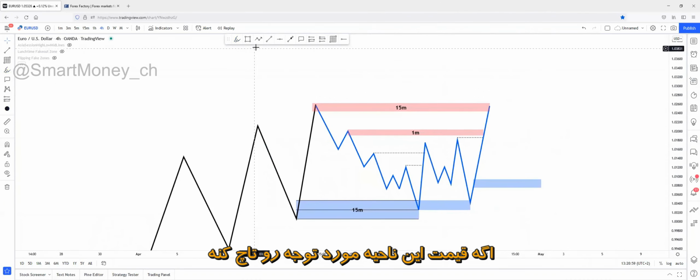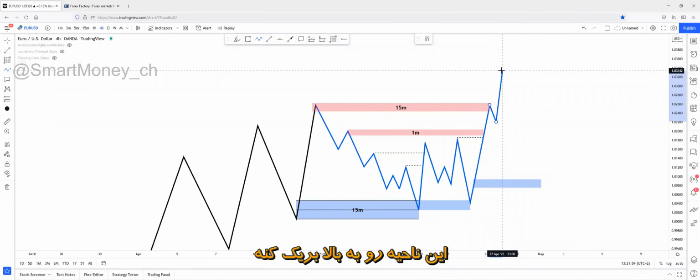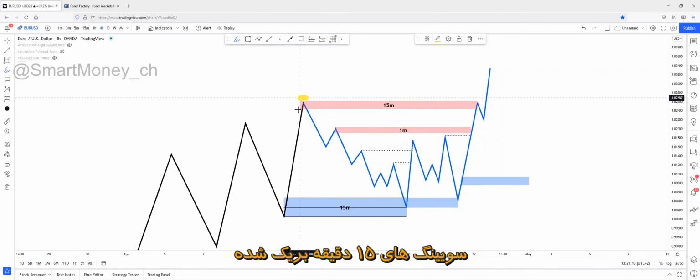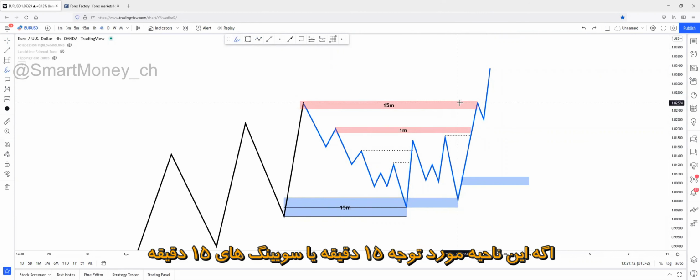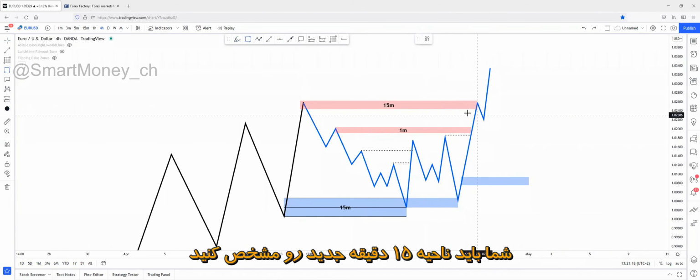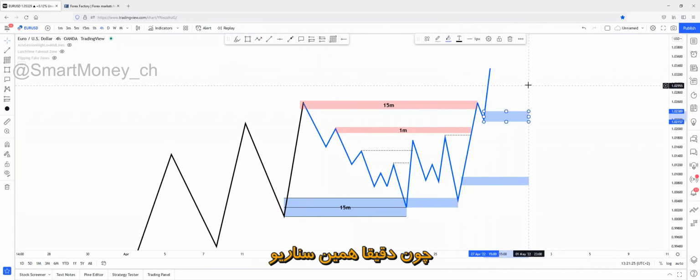If price taps this POI, creates a reversal on this zone, and blows above this zone, what can we do in this scenario? The 15-minute strong high, POI, the 15-minute swing high is being broken. Then, if the 15-minute POI, strong high, swing high, anything is being broken, then you have to mark a 15-minute zone out. There will be a 15-minute zone, and this is the perfect scenario for yesterday's price action, because the exact same thing happened yesterday.